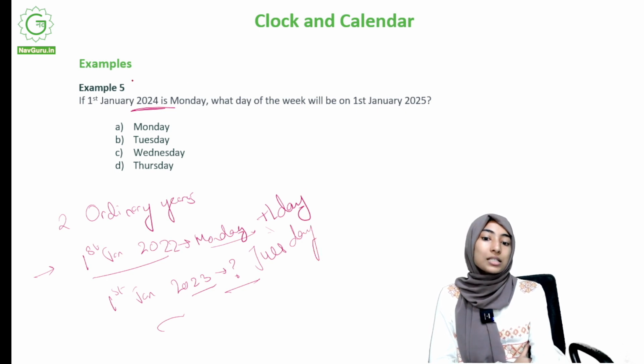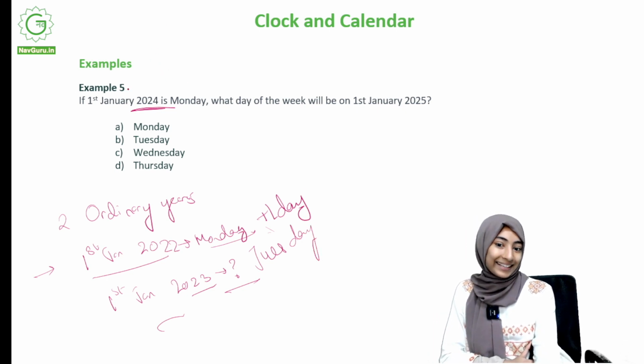The problem here is this is not an ordinary year. What is 2024? Basically next year. What will next year be? Next year is going to be a leap year.